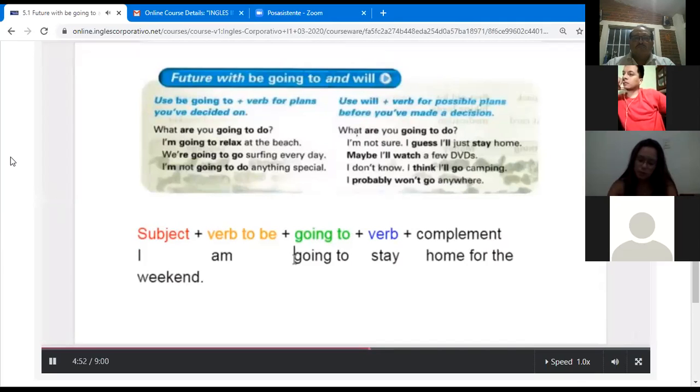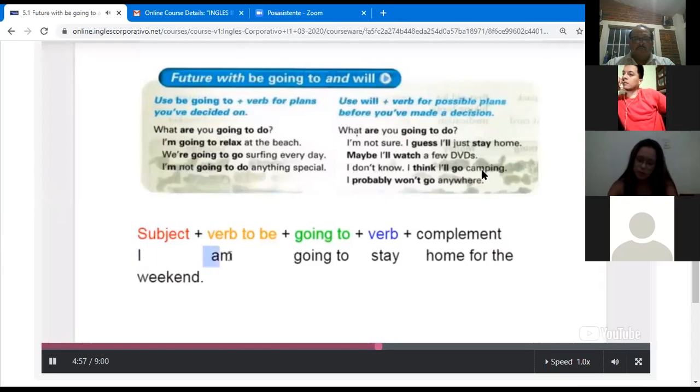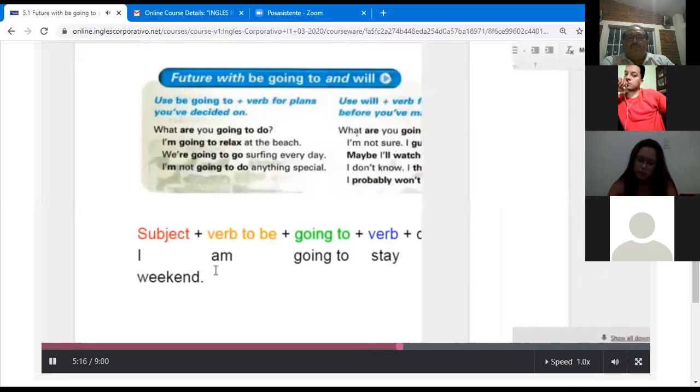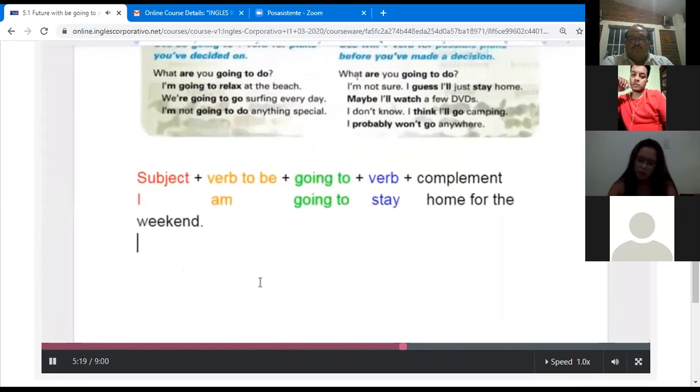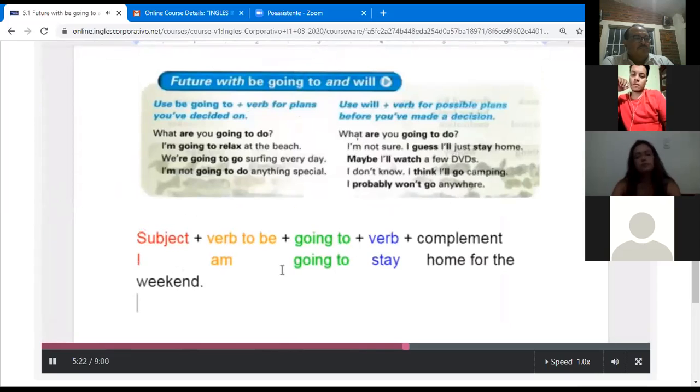And so, in order for us to form that idea, I'm going to have some sort of subject. This is going to follow the verb to be. And then this is going to follow going to. If you notice, going to is some kind of auxiliary to form our ideas in the future. And then this is going to follow the verb in its present form, and then whatever complements. So like in this case, I'm going to stay home for the weekend, right? So this is what I've decided on doing. That's my plan. And so if you see towards the left side of the chart, we said that we're going to use be going to plus the verb for plans that you've decided on.